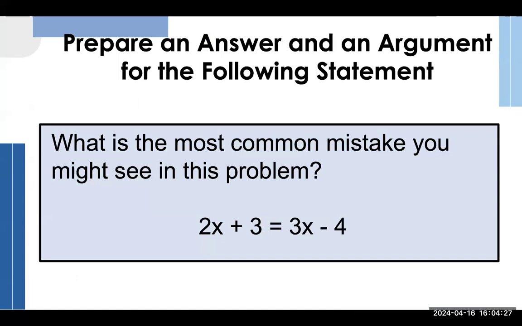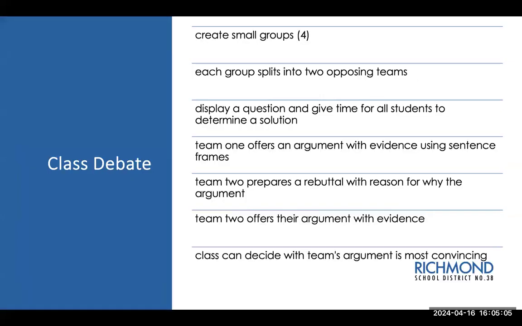This is an example that you might give. What is the most common mistake you might see in this problem? So this is an algebraic equation. We're isolating a variable, and the larger variable is on the right-hand side. So we want students to really think about how they are going to determine this solution, but then also what might be some common mistakes that arise in this. They're using computational fluency because they're still working with integers in this process.